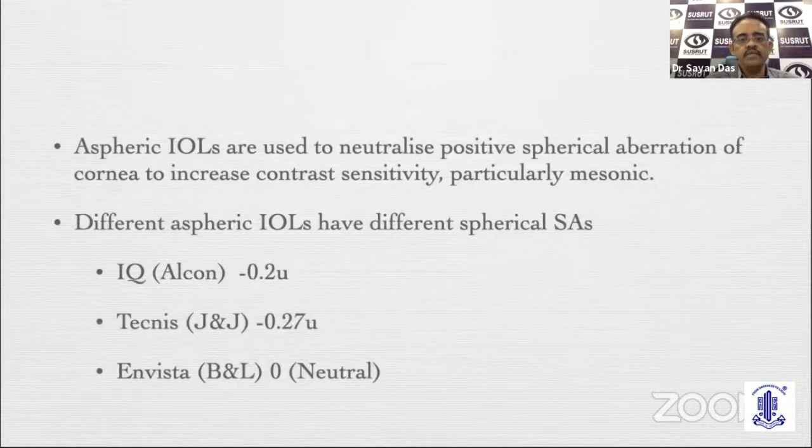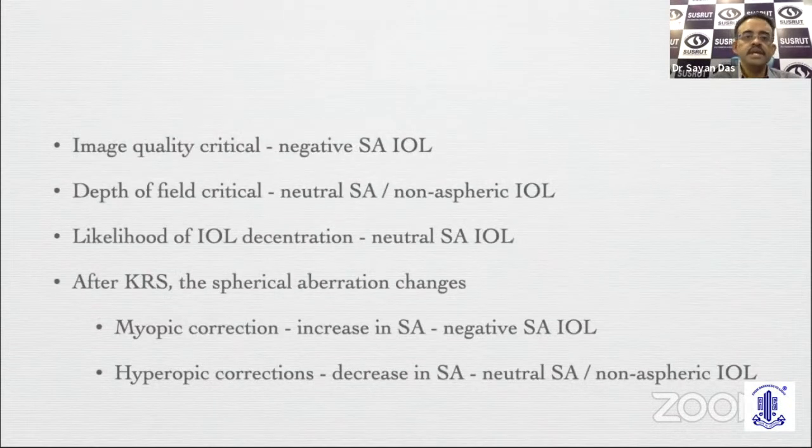So the IQ IOL from Alcon has a negative spherical aberration of 0.2 microns, Technis has 0.27, and the Envista series from BNL is said to be a neutral aspheric IOL without any spherical aberration of itself. So when the image quality is critical, that is, we need a very high contrast sensitivity, we should use a negative spherical aberration IOL to negate the positive corneal spherical aberration.